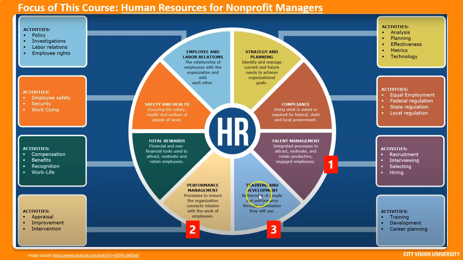3 is going to be training and development. 4 is going to be compliance. So this course is compliance light. If you look at a lot of HR textbooks, almost the whole textbook is focused on compliance, or like more than 50%. And a lot of these other domains, we're not getting into strategic planning. We're not getting into labor relations, because most nonprofits don't have to work as much with unions, smaller nonprofits at least.